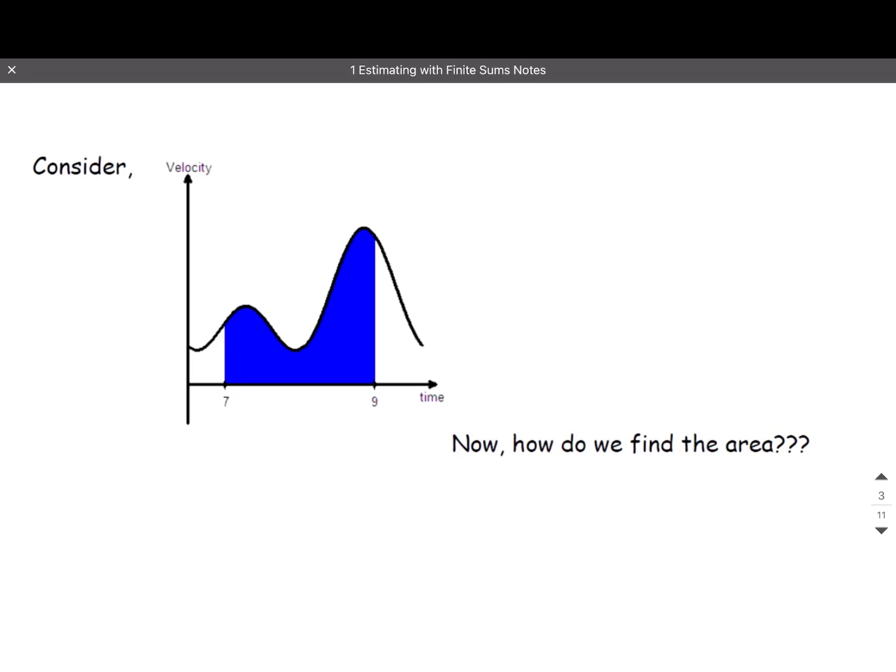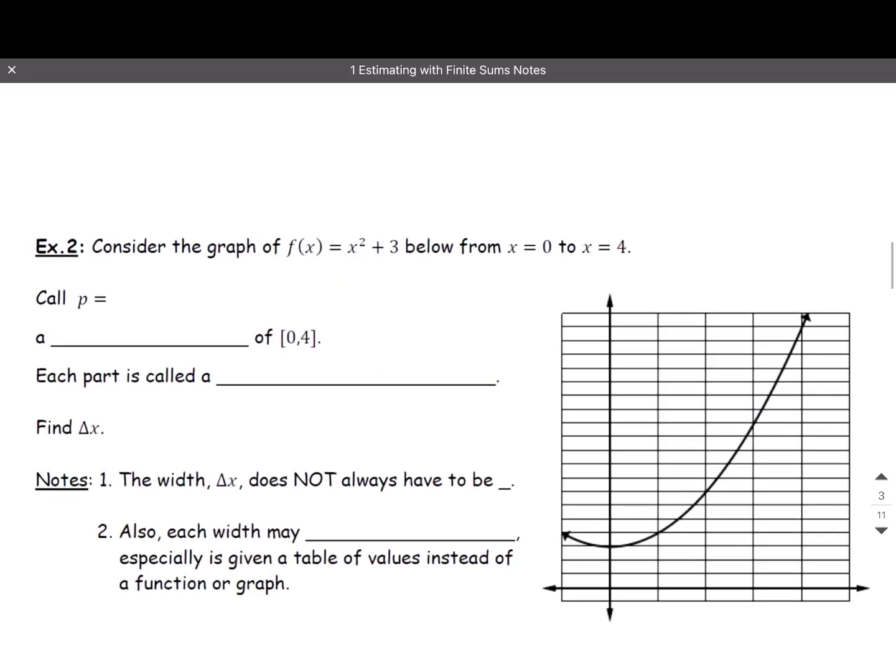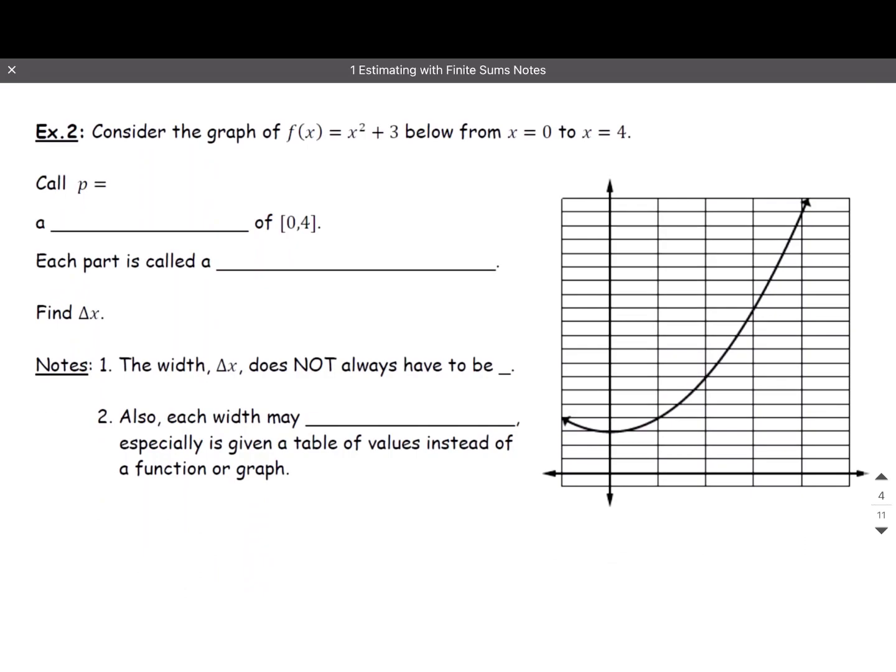Okay, so what we're going to do is use what we call rectangular approximations, and that's what we're going to try first. But let's make sure we have some vocabulary straight. So we're going to use the function f of x equals x squared plus 3. And we're only going to look from x equals 0 to x equals 4. So this is 0, 1, 2, 3, and 4.